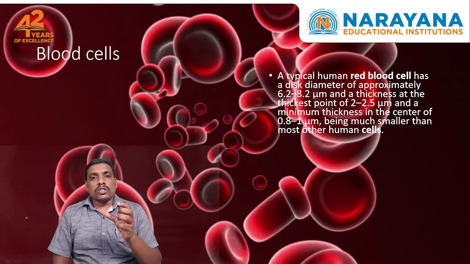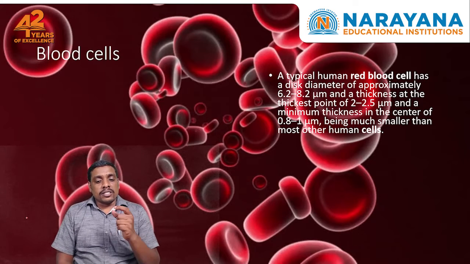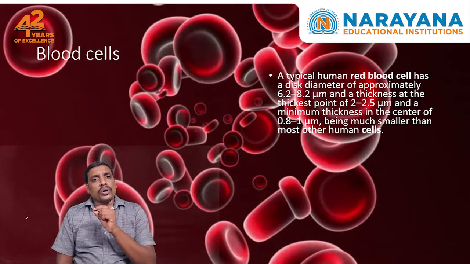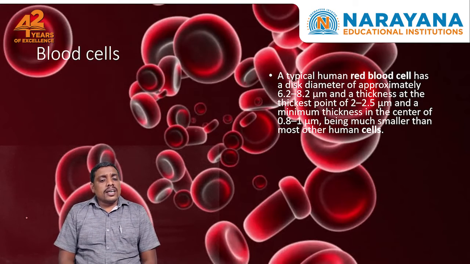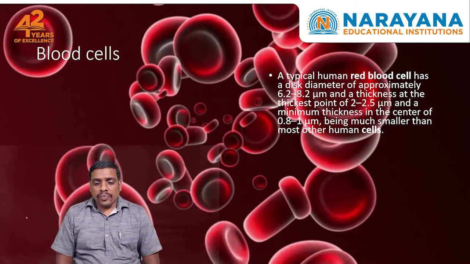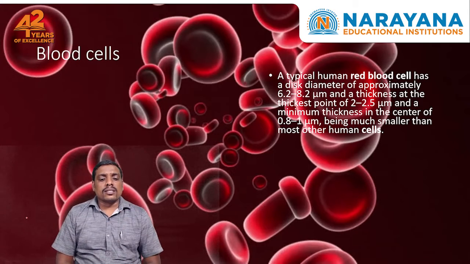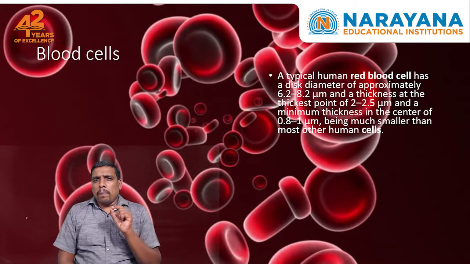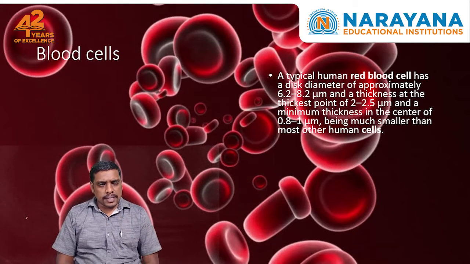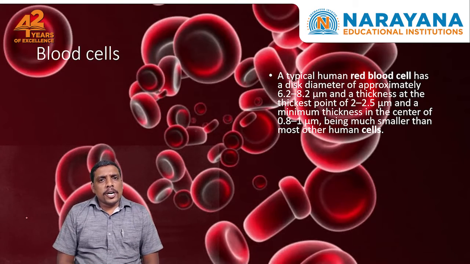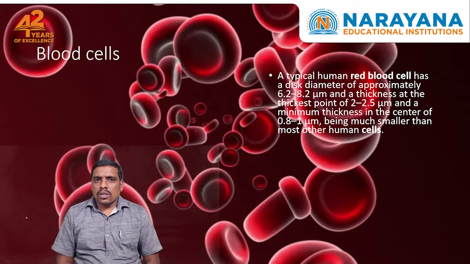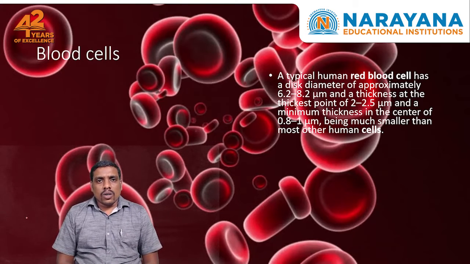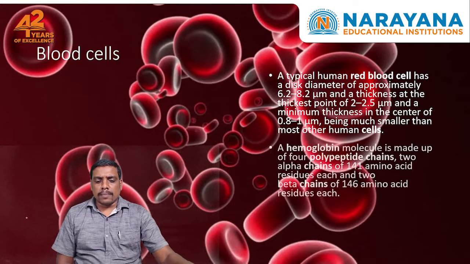If you take a typical human red blood cell, it's a disc shaped structure as we know very well, which has a diameter of about 6.2 to 8.2 microns and a thickness of about 2 to 2.5 microns, with a minimum thickness in the center of about 0.8 to 1 microns, being much smaller than most other human cells. Now, human red blood cells show certain special characters. Let us see what are the special characters of human red blood cell.